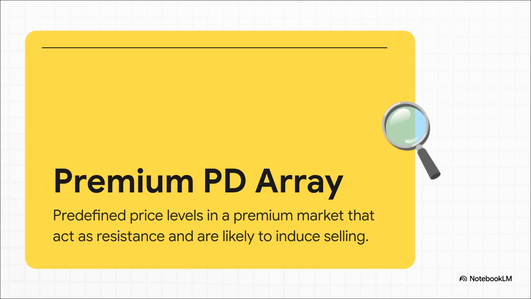The easiest way to think about this is like this. It's a predefined price level in what you could call an expensive market. It acts almost like a magnet for sellers. So when the price rallies up into one of these zones, it's a huge red flag for us to start watching for a potential short trade.